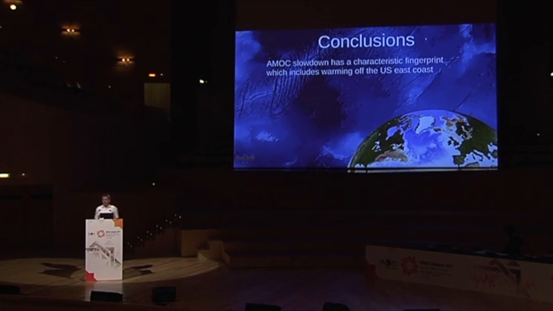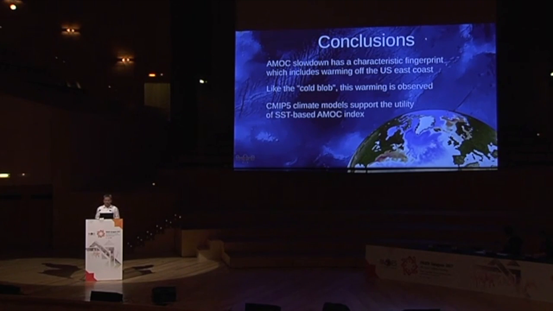The AMOC slowdown has a characteristic fingerprint which doesn't only include this cold blob that has been talked about a lot, but it also includes this warming patch off the United States East Coast. And like this cold blob, this warming is actually observed in the sea surface temperature data that we have. And we used the CMIP5 climate models to check whether that sea surface temperature AMOC index works, and that was confirmed. Very high correlation in the CMIP5 models. And I would argue that the evidence for a significant, likely even unprecedented 20th century AMOC slowdown is mounting. Thank you very much.